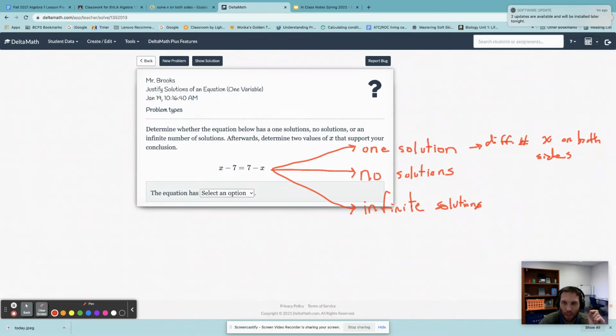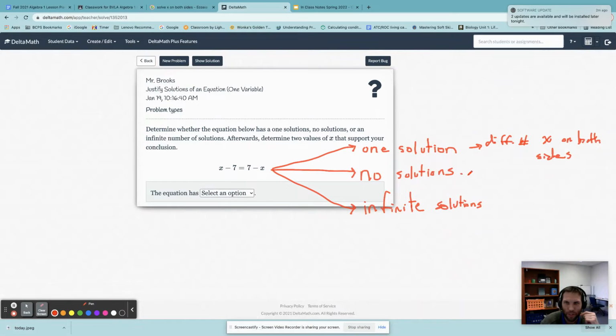Now, just to clarify, if you have like 7x plus 1 on the left, and then you have like 3x minus 6 on the right. Okay, this is what I mean by different number of x's. You have 7 on the left and 3 on the right. I don't mean you have one x you can see and one x you can see. That's not at all what I'm trying to say. Okay, so this would be an example of a different number of x's on each side. This would have one solution. All right.